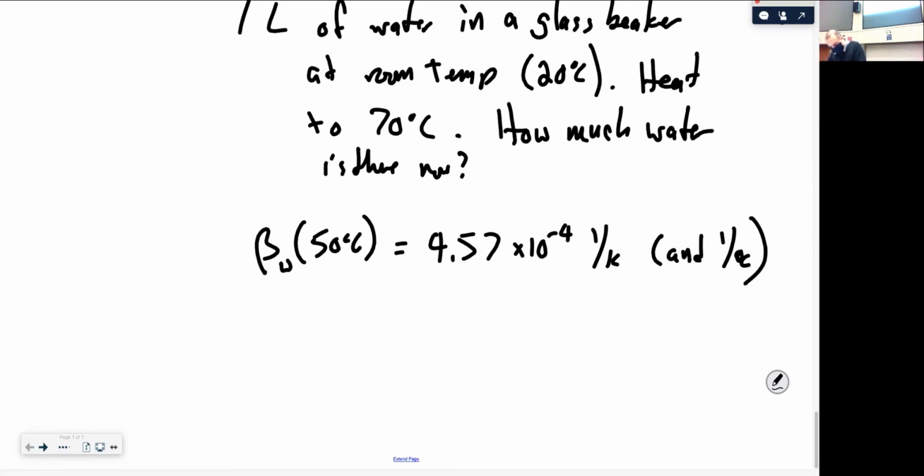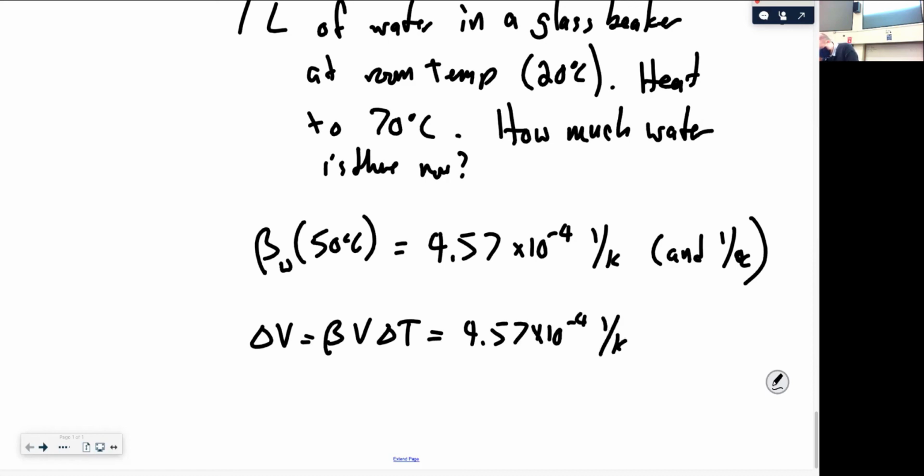Okay, so let's plug it in. Delta V is beta times V times delta T. The beta value is 4.57 times 10 to the negative 4 per Kelvin, times 1 liter, which is our volume, times our delta T, which is 50 degrees Celsius, but it's also a delta T of 50 Kelvin. Those are the same when you're talking about delta.